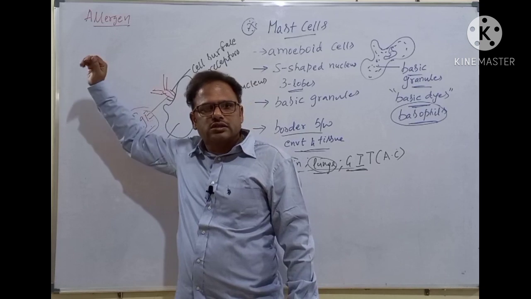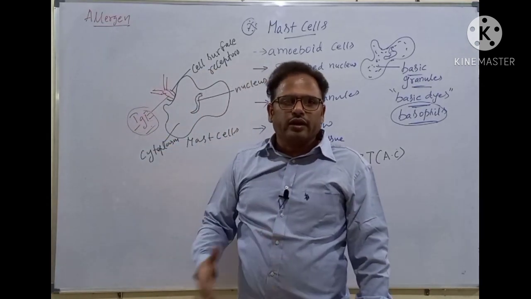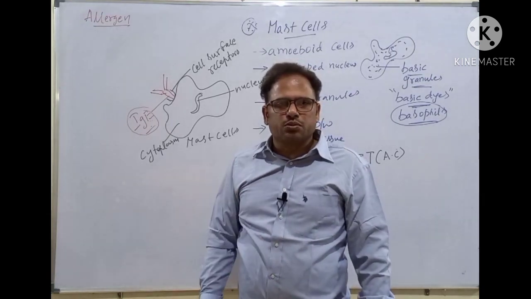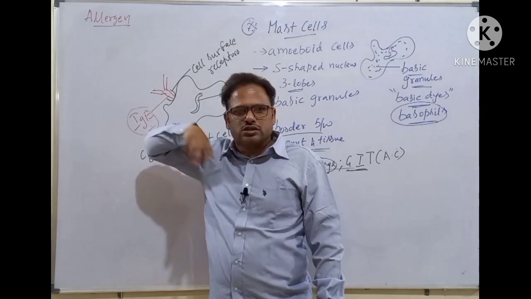So what are the examples of allergen? It can be dust particles, animal dander, pollen, plant pollen, or any other substance which causes the allergy in the human being. That is a substance. Okay.